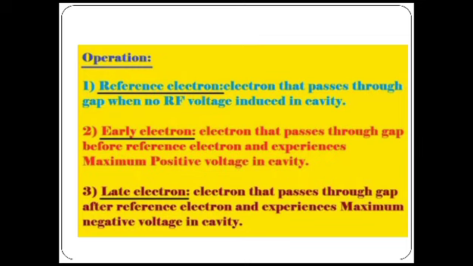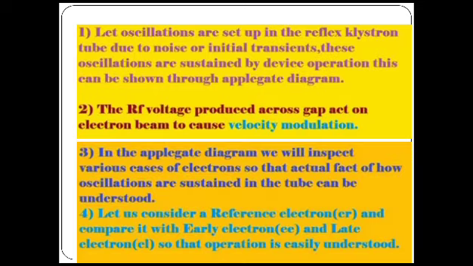Operation. The reference electron is the one that passes through the gap with no RF energy induced in the cavity. Early electrons pass through the gap earlier, and therefore experience maximum positive voltage in the cavity. Late electrons pass through the gap after the reference electron and experience maximum negative voltage in the cavity. Let oscillations be set up, started by noise or initial transients. These oscillations are sustained by the device operation, as shown through the Applegate diagram.